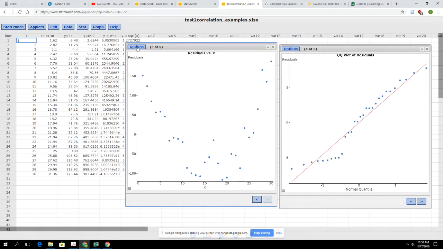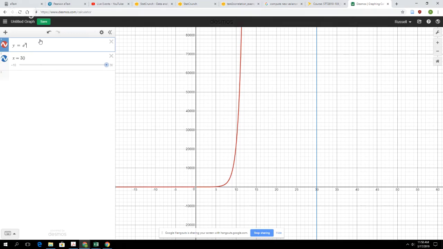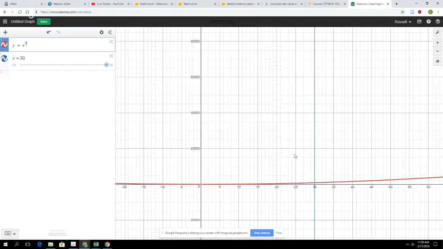Let's see. Oh, I'm sorry. I plotted this. I was talking e to the x here. Sorry, guys. What was this? This was x squared. There we go.